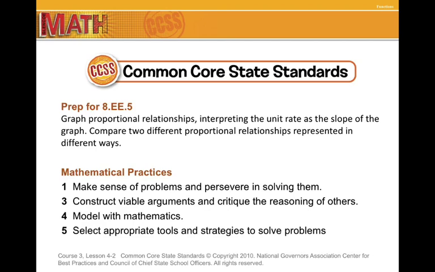We're preparing for standard 8.EE.5, and that's graphing proportional relationships, interpreting unit rate as the slope, comparing two different proportional relationships represented in different ways. Okay, there's a lot going on there. We will get to each of those things in bits and pieces. Our mathematical practices are making sense of problems, persevering to solve them, construct arguments and critique the reasoning of others, model with mathematics, and select appropriate tools.